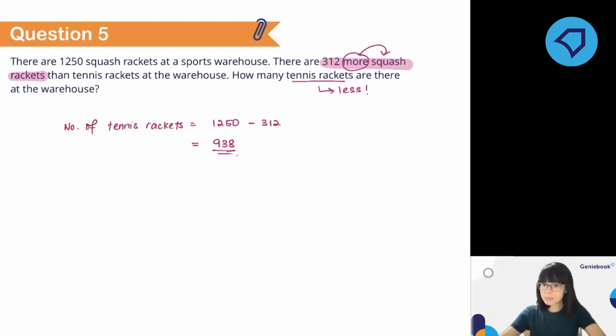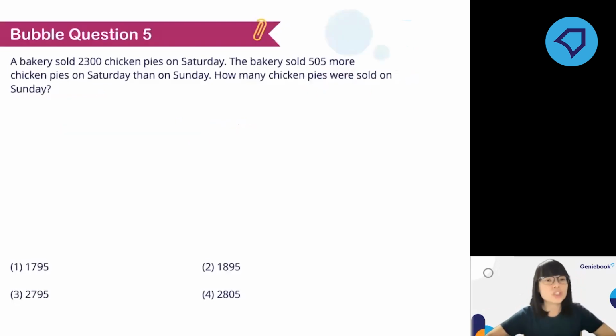All right, so bubble question. Are you guys ready for your bubble question? Yes, Theodore, you are correct. C8, correct as well. Kayleen, well done. So let's move on to our bubble question number 5. A bakery sold 2,300 chicken pies on Saturday. The bakery sold 505 more chicken pies on Saturday than on Sunday. How many chicken pies were sold on Sunday? You have 1 minute to answer this question. Are you guys ready? Time is up.